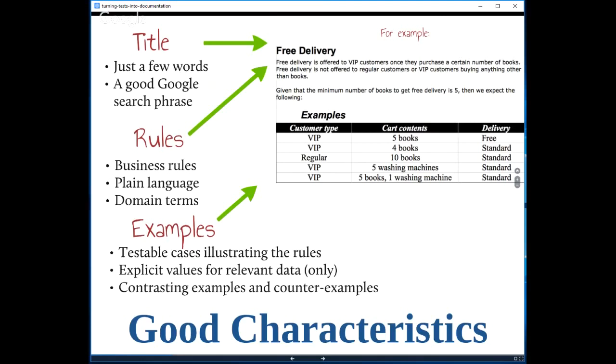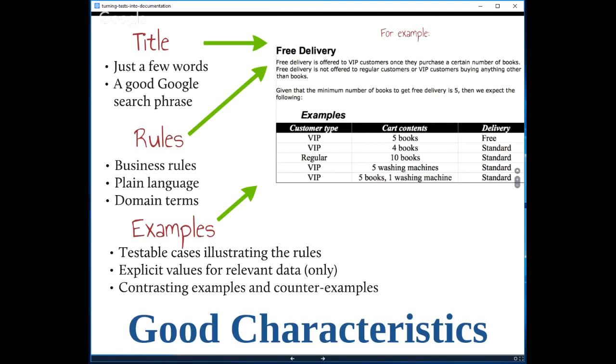So in this case, the first row in the table is the example because it shows a VIP customer ordering 5 books and therefore getting free delivery. But the next 4 rows are all counterexamples. So they're showing small variations from the first example and all leading to the user not being offered free delivery. Some people might think of these as positive and negative tests or happy path and sad path. I tend to use the phrase examples and counterexamples. And it's the ability to see these contrasting examples and counterexamples as a set together that gives the real explanatory power of this. This is where we can really illustrate the rules.